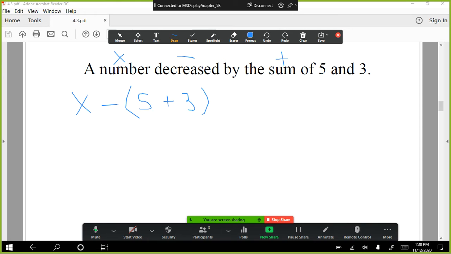Now, this is just a statement. This isn't an equation. Nothing to solve here. We could simplify that to x minus 8. Okay?